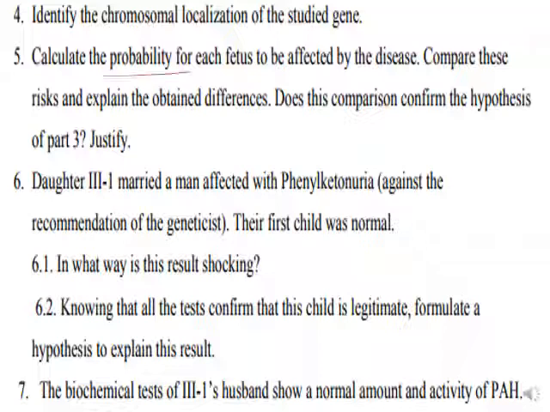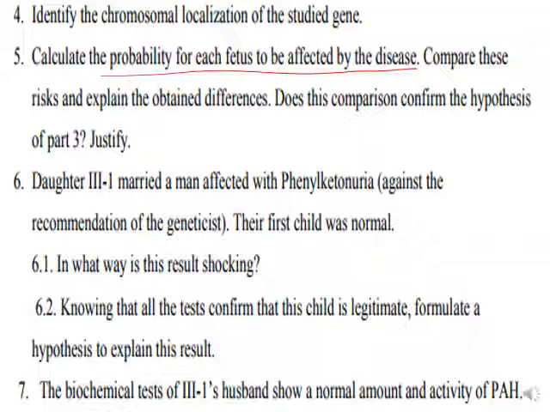Calculate the probability for each fetus to be affected by disease, compare these risks, and explain the different obtained results. Does this comparison confirm the hypothesis? First of all, you have to know that 2-1 and 2-2 have an affected girl, which is the 3-1. So these parents should be carrying the allele of disease, but it was masked. So they should be heterozygous of genotype D and P.